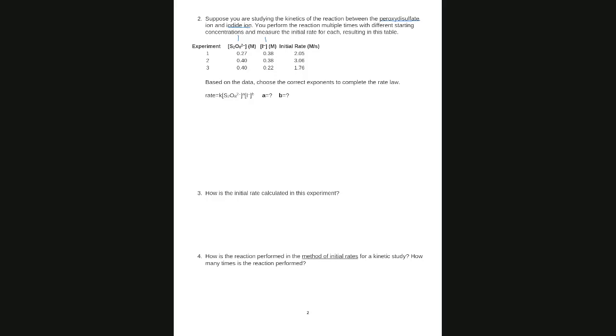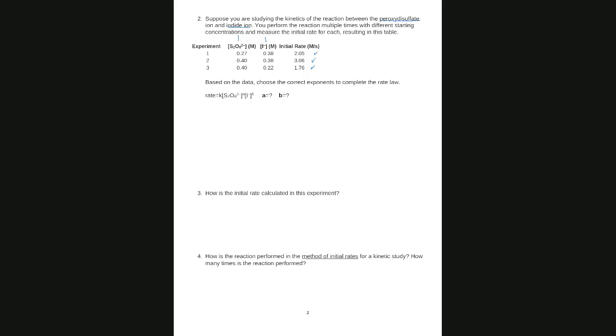So here we have 3 different experiments, 1, 2, 3, and we are studying this reaction, and they already measured the initial rate of these 3 experiments. We don't have to use a clock. They give us the 3, and they give us different concentrations. And they say, based on the data, choose the correct exponent to complete the rate law. So what would you do when you have that in a pre-lab quiz or in a quiz or in an exam? What do you do?